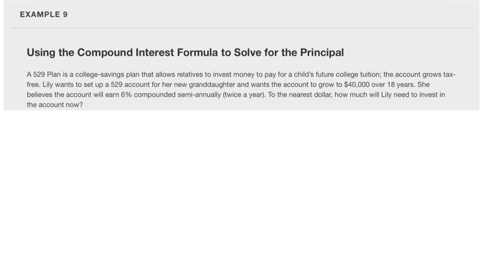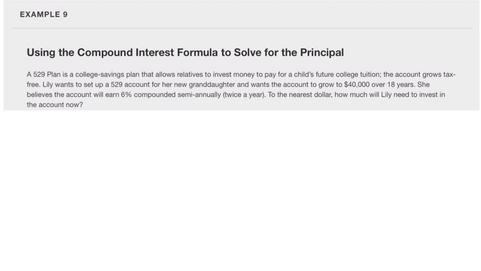Let me see. A 529 plan is a college savings plan that allows relatives to invest money to pay for a child's future college tuition. The account grows tax-free. Lily wants to set up a 529 account for her new granddaughter and wants the account to grow to over $40,000 over 18 years. She believes the account will earn 6% compounded semi-annually, twice a year. To the nearest dollar, how much will Lily need to invest in the account now?